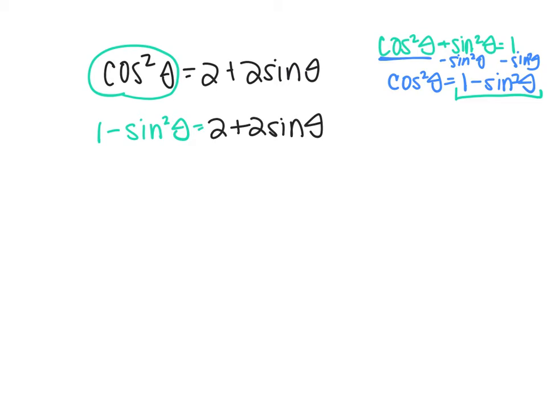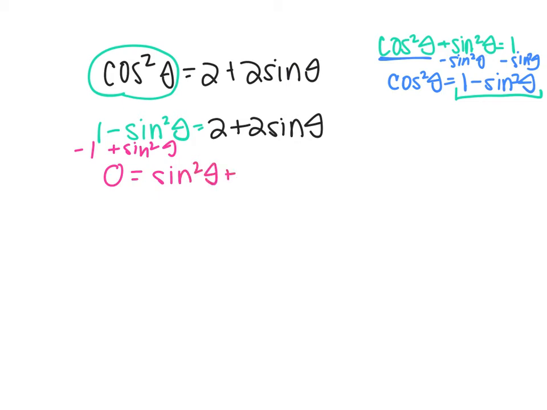Now we've turned this into a normal quadratic with just one trig function, so we can solve it like we have been doing before. Whenever you have a quadratic, you need to set it equal to 0. So I want to keep the sine squared negative, so I'm going to add that to the other side. And then subtract the 1 to the other side. So that will leave us with a positive sine squared.